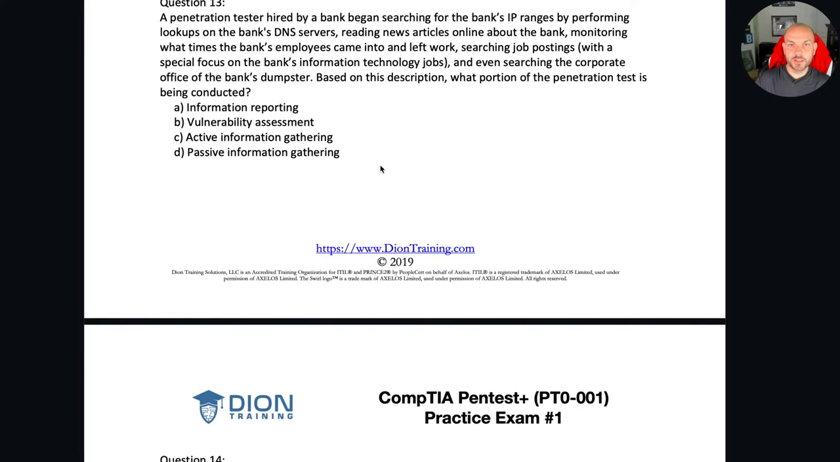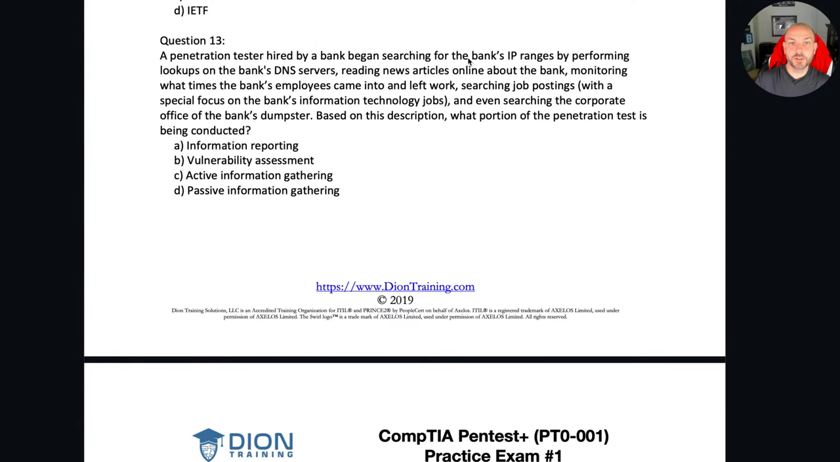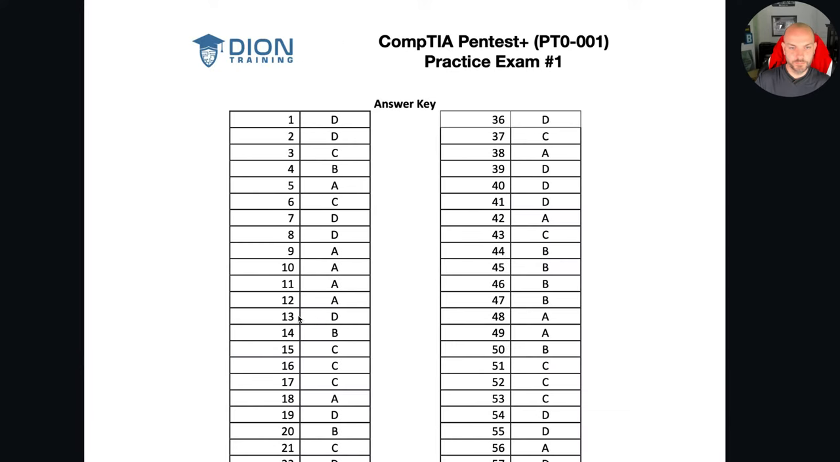A penetration tester hired by a bank begins searching for the bank's IP ranges by performing lookups on the bank's DNS servers, reading news articles, monitoring what times the bank employees come and leave work, searching job postings, searching corporate offices, the bank's dumpsters. Based on this description, what portion of the penetration test is being conducted? Information reporting. Nope, that would be done at the end. Vulnerability assessment, no, because they're looking for information at this point. So that leaves us active information gathering or passive information gathering. I think the difference here is passive information gathering is normally going to be from open source stuff, things that are readily available for you to find, which it seems all of these things here are. So let's go with 13 and D. Yep, 13 D.